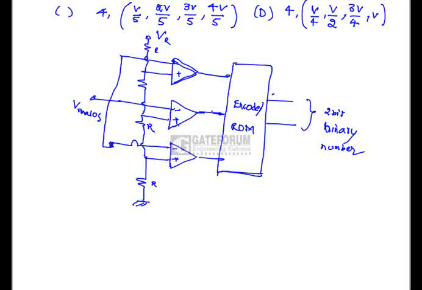So if we go through this answer, how many comparators do we require? 3 comparators. How many reference voltages are required? This is V by 4, this is V by 2, this is 3V by 4. So option A is correct.